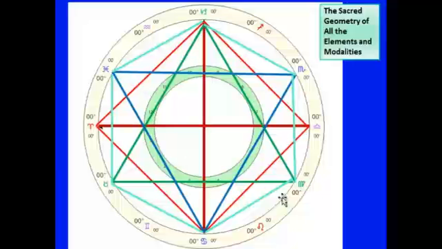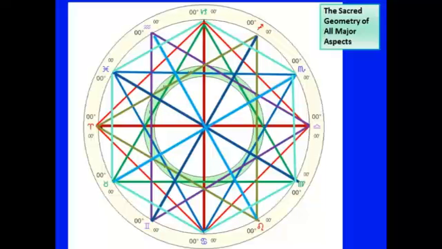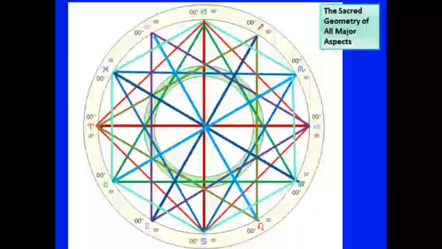Now, we're not showing planets here. I'm just showing the sacred geometry of what it looks like if we took every aspect that's possible, every grand cross, every square, every grand trine possible, and all the sextiles.